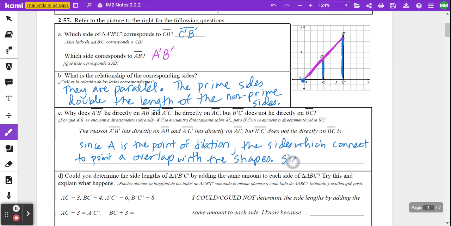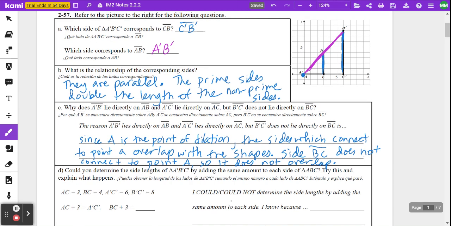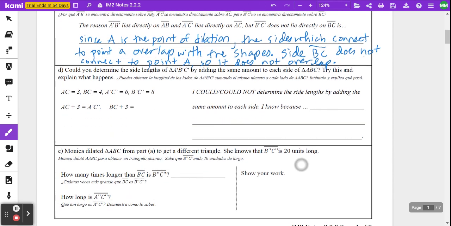Now, side BC does not connect to point A, so it does not overlap. And this would be true for any scale factor which was solid and positive.